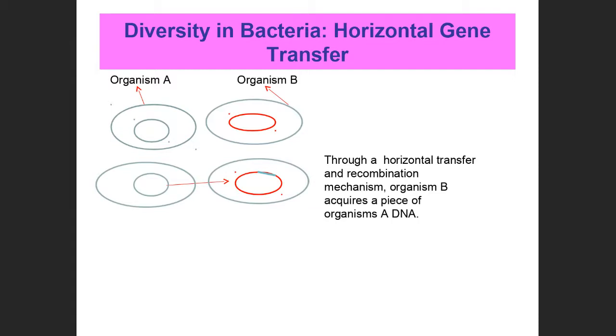This is organisms A and B. There is an exchange of small pieces of DNA from one to the other, and so that will be a horizontal gene transfer.